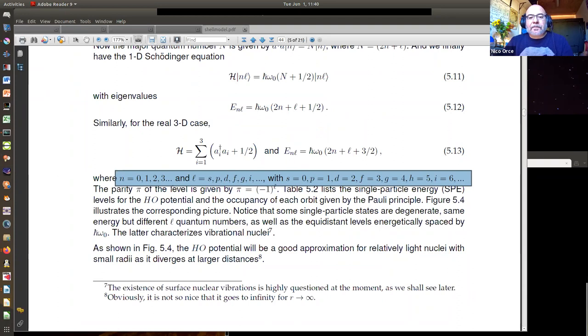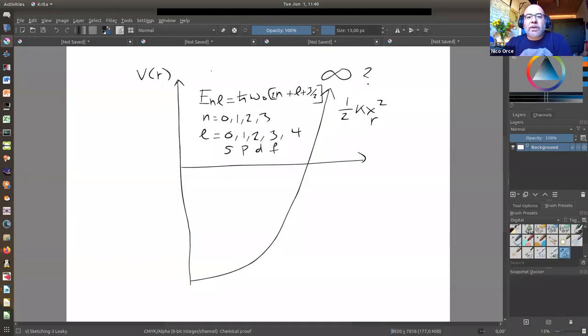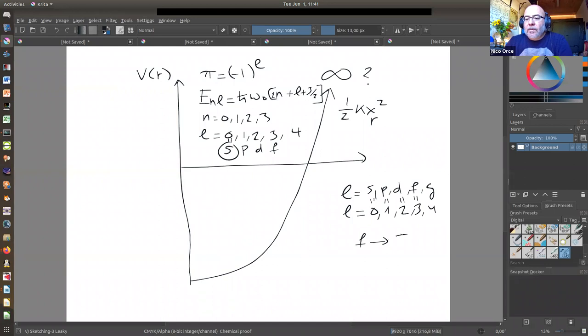So not only that, but each level is going to have a parity, which we also know: the parity is equal to minus one to the L. So if we have a state with S, L equal to 0, the parity will be positive. L is equal to S, P, D, F, G, so this will be the same thing as L equal to 0, 1, 2, 3, 4, right? So for the F, for instance, we have a negative parity, because F is equal to 3. Minus 1 to the 3 is obviously negative, right? So now, let's see what this all means.